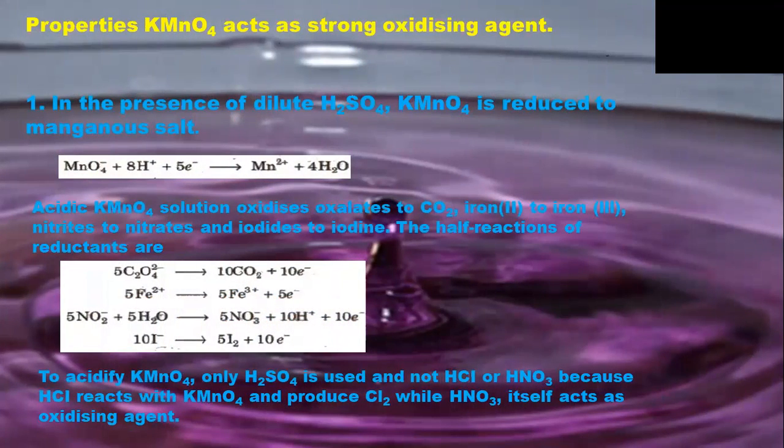Properties. KMnO4 acts as a strong oxidizing agent. First, in the presence of dilute H2SO4, KMnO4 is reduced to manganese salt. MnO4- plus 8H+ plus 5 electrons gives Mn2+ plus 4H2O. Acidic KMnO4 solution oxidizes oxalates to CO2, iron 2 to iron 3, nitrites to nitrates, and iodides to iodine. The half reactions of reductions are as follows. To acidify KMnO4, only H2SO4 is used and not HCl or HNO3, because HCl reacts with KMnO4 and produces Cl2, while HNO3 itself acts as an oxidizing agent. Next.